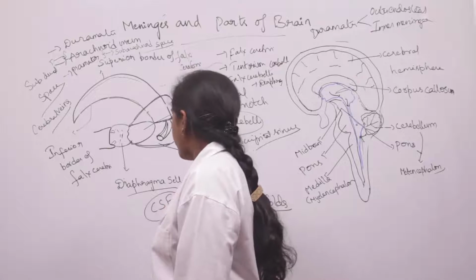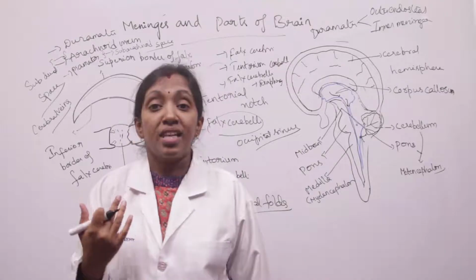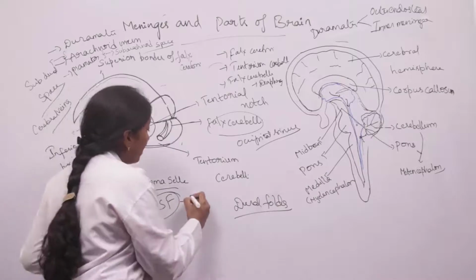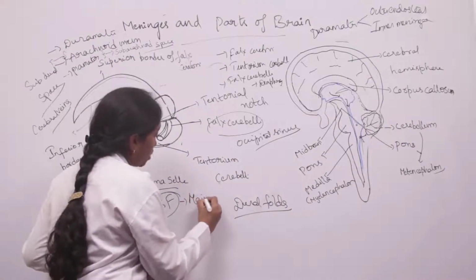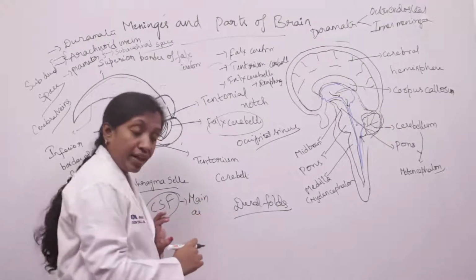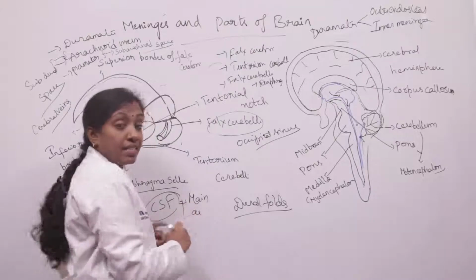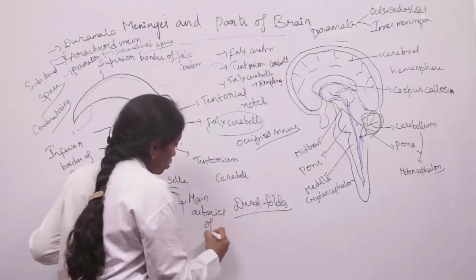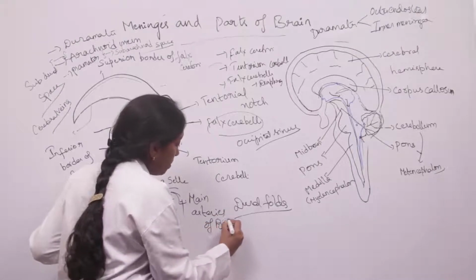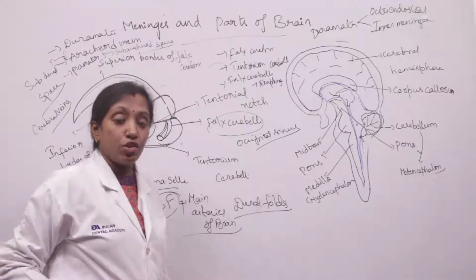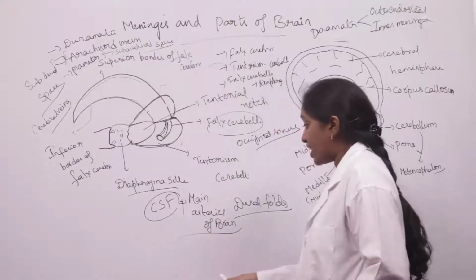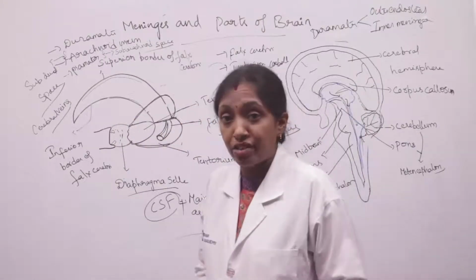Subarachnoid space consists of CSF. CSF means cerebrospinal fluid, as well as the main arteries of the brain. So the subarachnoid space is very important because it consists of CSF as well as the main arteries of the brain. All the most important blood vessels of the brain are situated in the subarachnoid space.